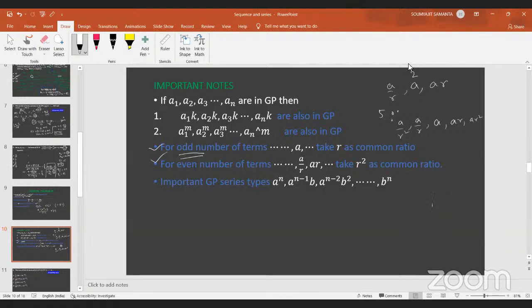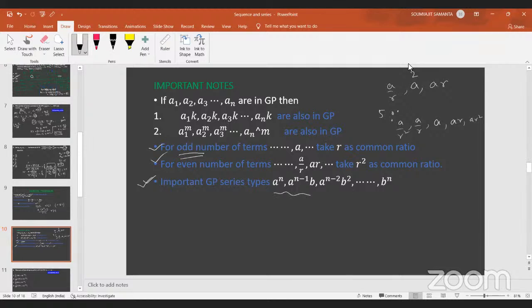This next point is very important. Wherever you see this kind of formation, remember they will form nothing but a GP. For an example, I will show it. Many questions are asked. Recently, they are asking many questions from this point in JEE Main, and many other exams also.